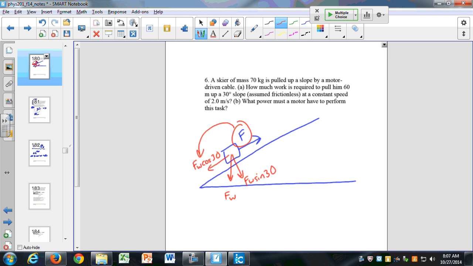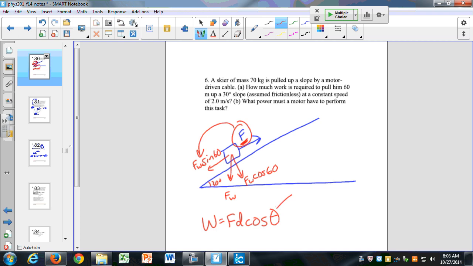However, when we get to work, our work is equal to Fd cosine theta. Oh yes, I'm sorry. So F cosine 30 or sine of 60. I'll write it like that. So if this angle is 30 degrees, this is sine of 60, and this is cosine of 60. You with me? Okay, so I know that this force right here has to be equal to Fw sine of 60, right?